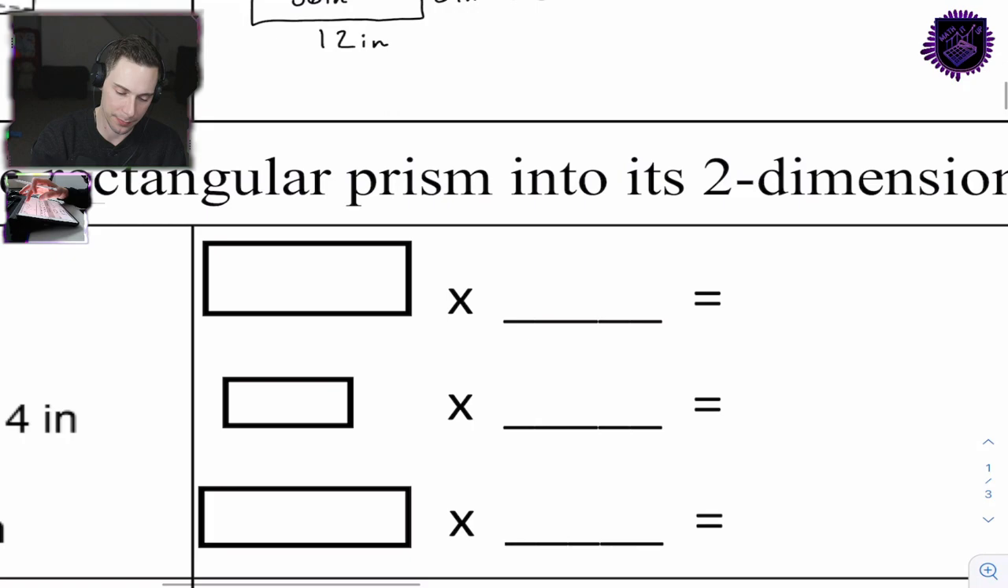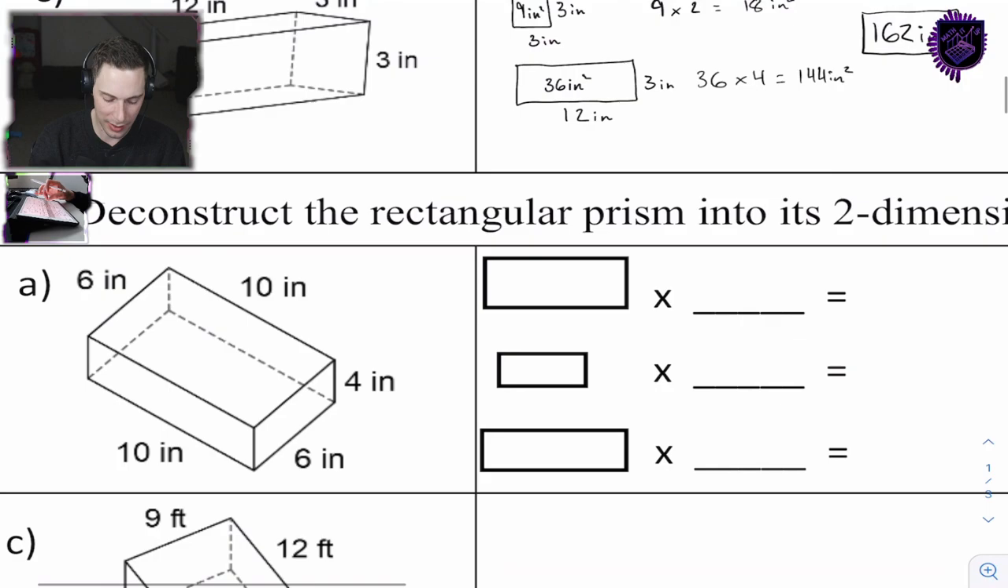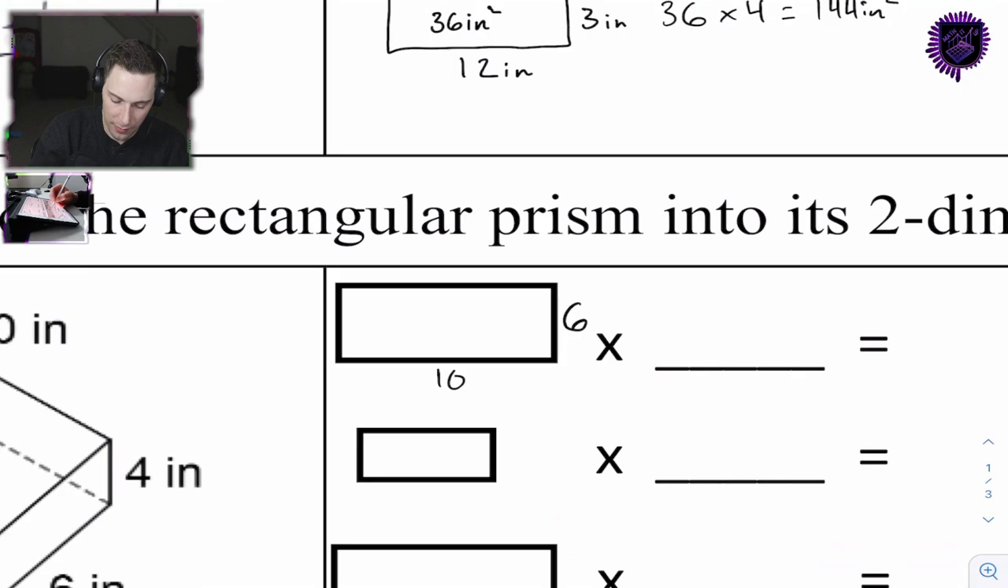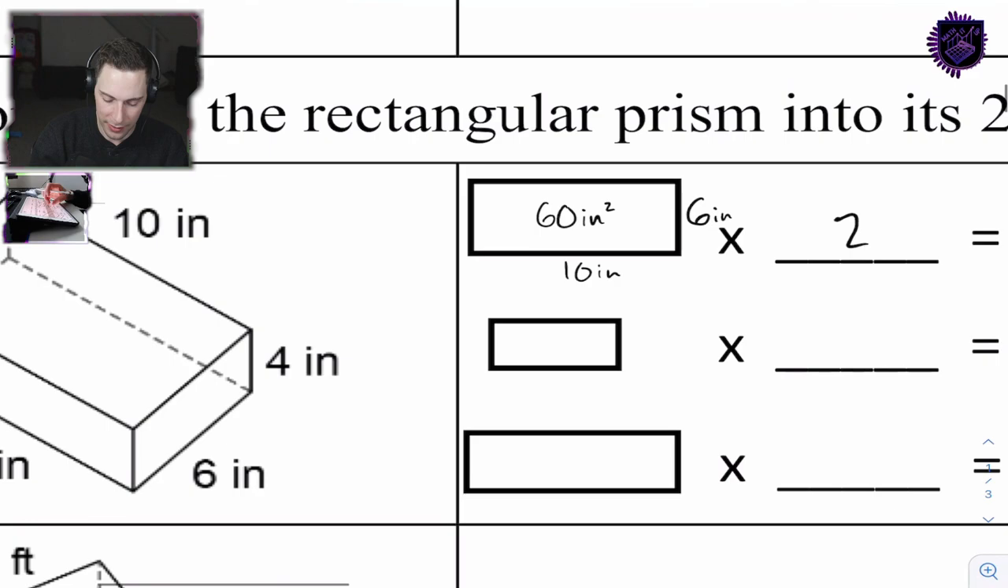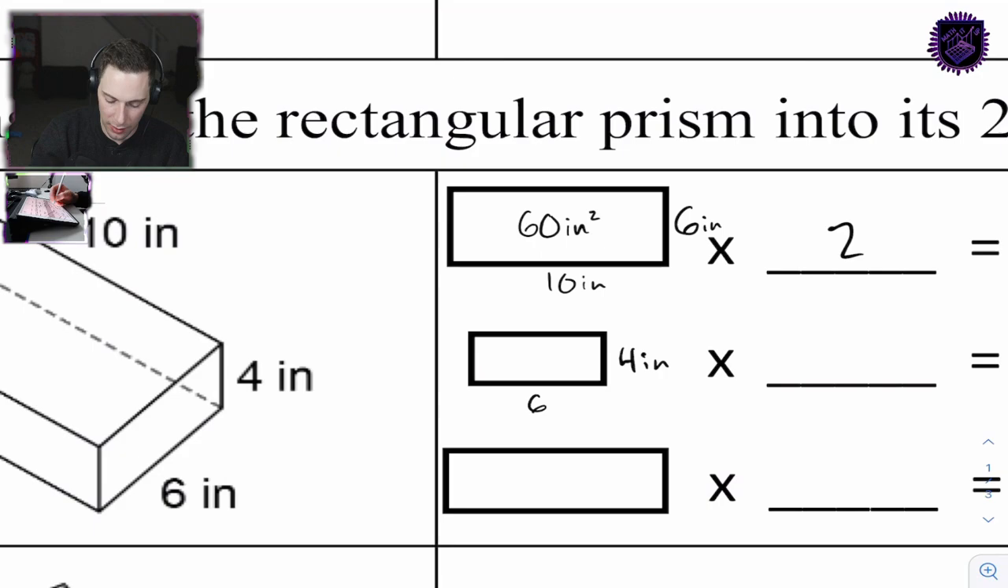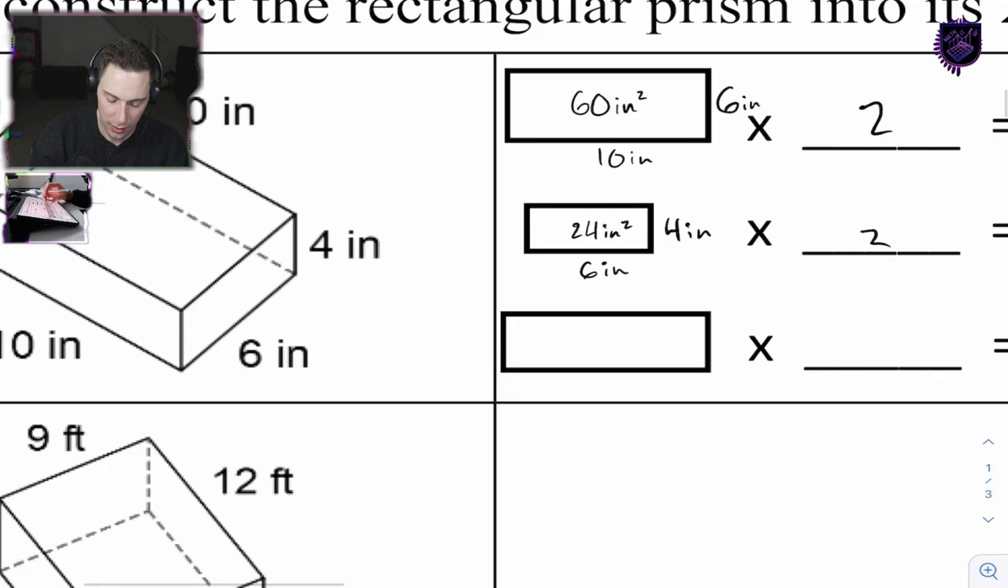Now, it looks like the biggest one is 6 by 10, which is going to be 60 inches squared, and there are two of those. And then the smallest one is 4 inches by 6 inches, and that's going to be 24 inches squared. There are two of those. And then the longer side one is 4 by 10.